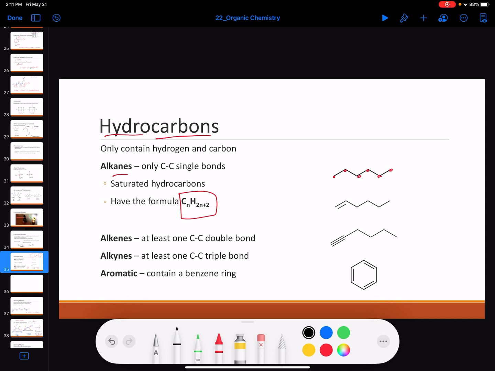Now, cycloalkanes won't have that same formula because you've linked the two ends together.